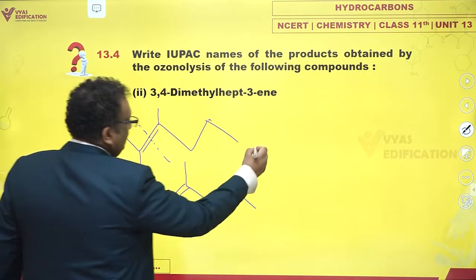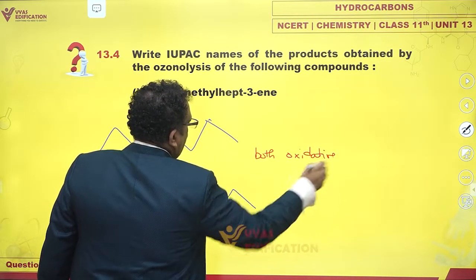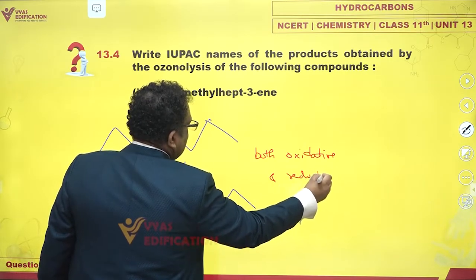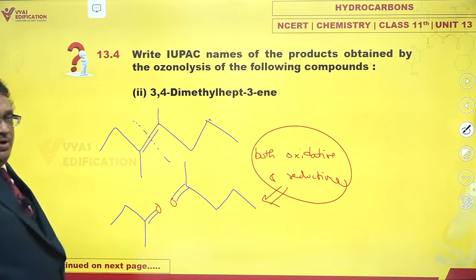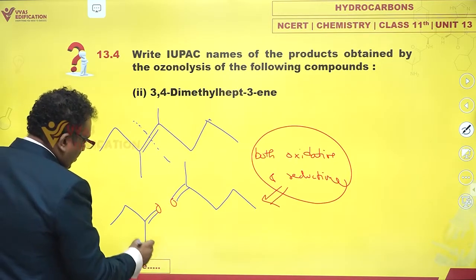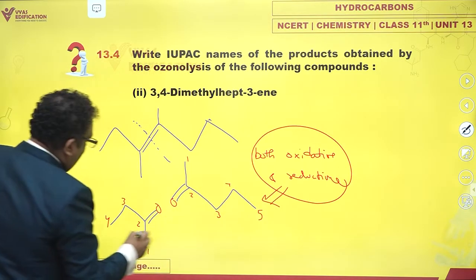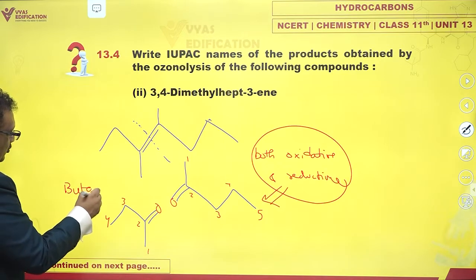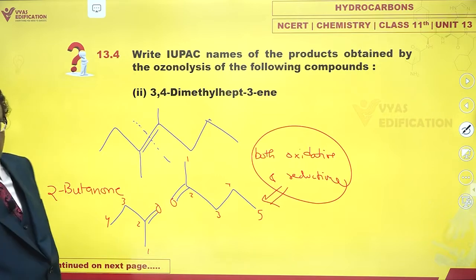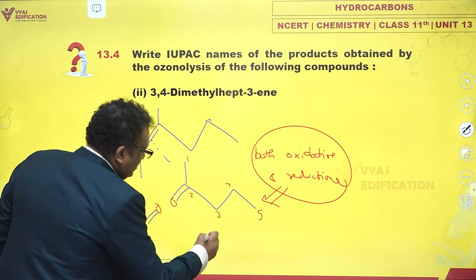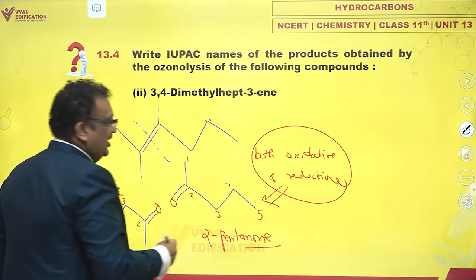In both oxidative and reductive ozonolysis, these are the products only. Same products, there is no difference. Names: 1, 2, 3, 4. 1, 2, 3, 4, 5. This is butanone. Or if you want to be stylish, 2-butanone. It is not necessary, but you can write it as 2-butanone. And this is 2-pentanone. Why 2? Because it is a ketone.